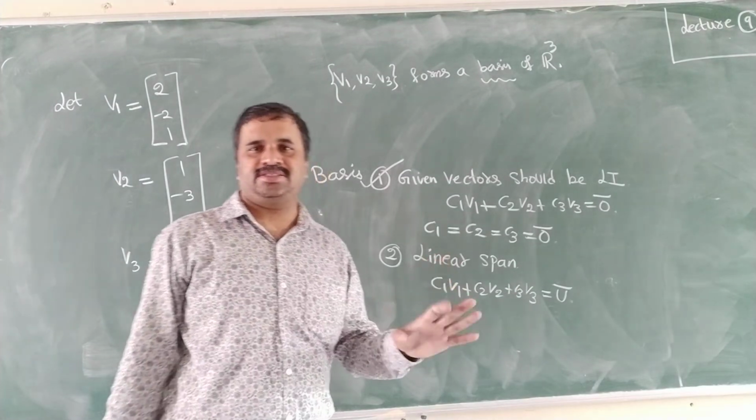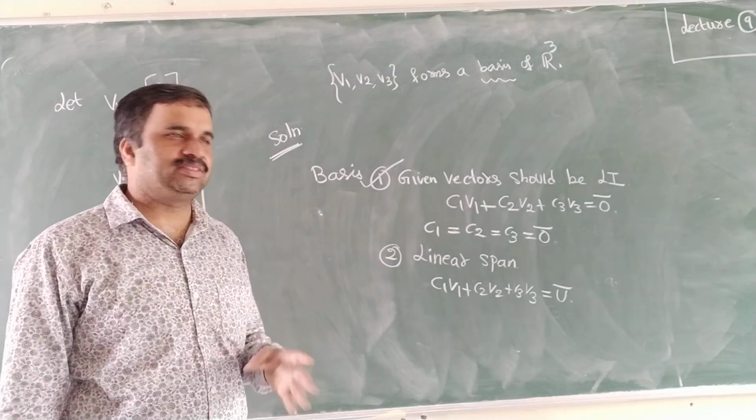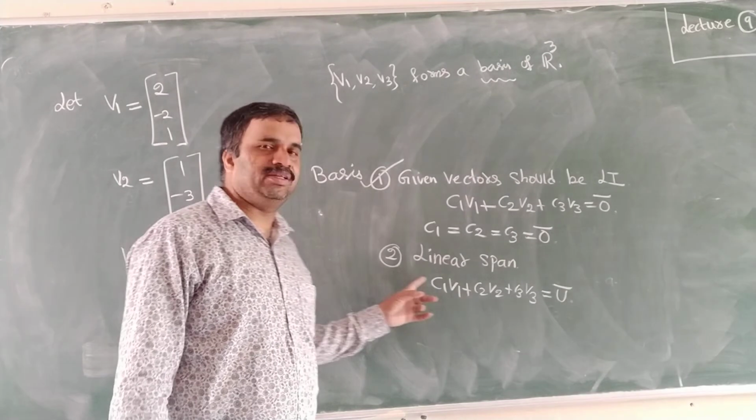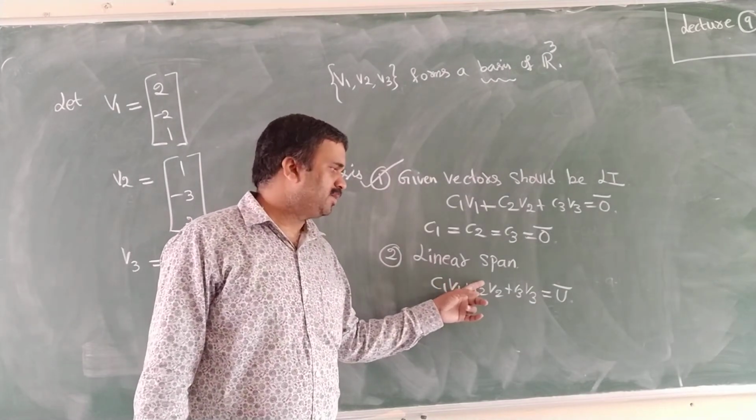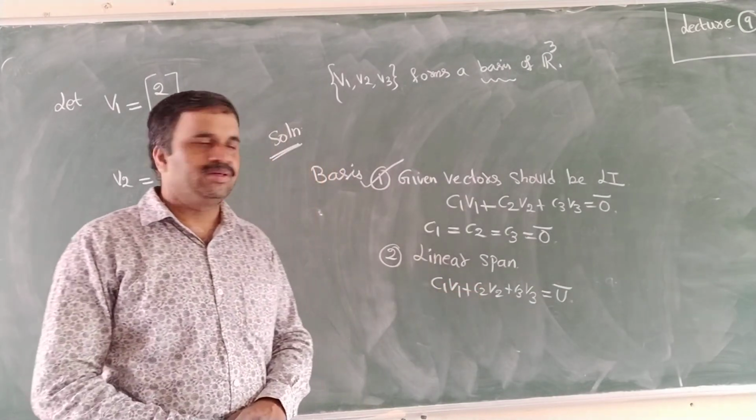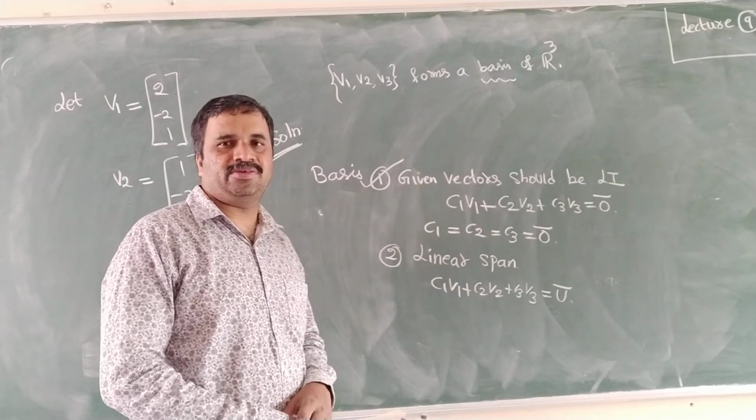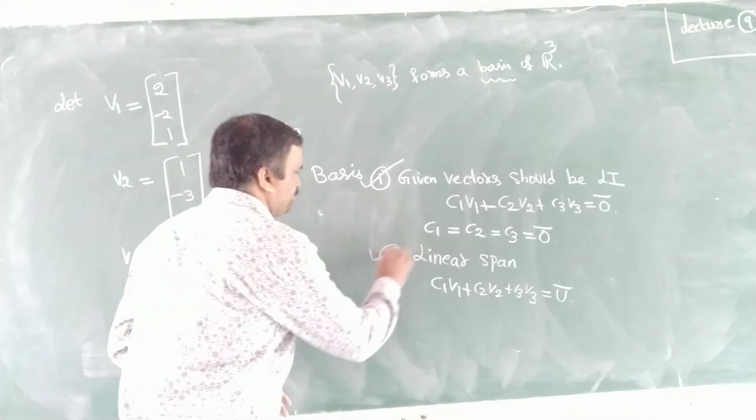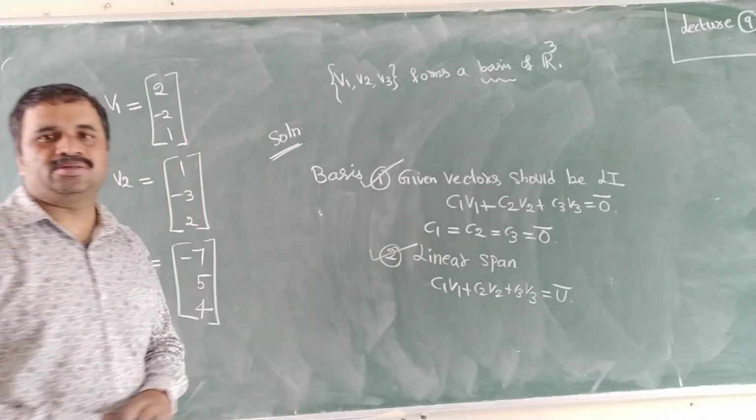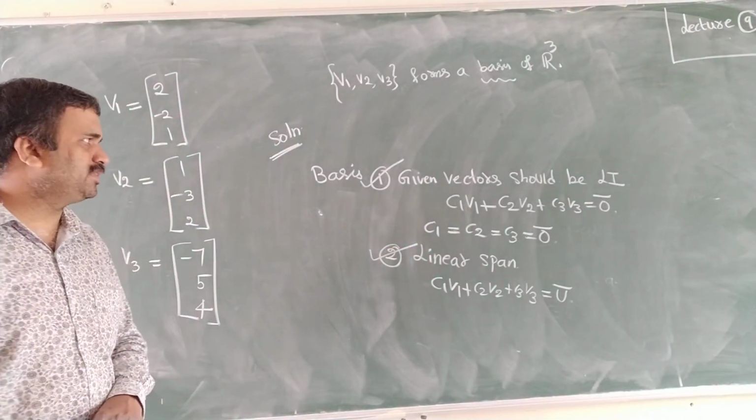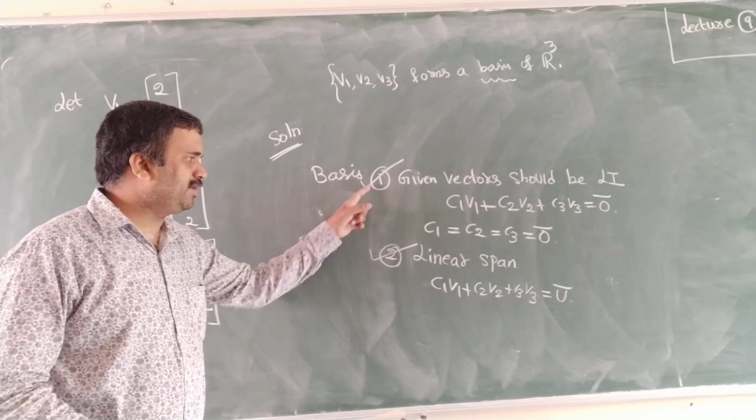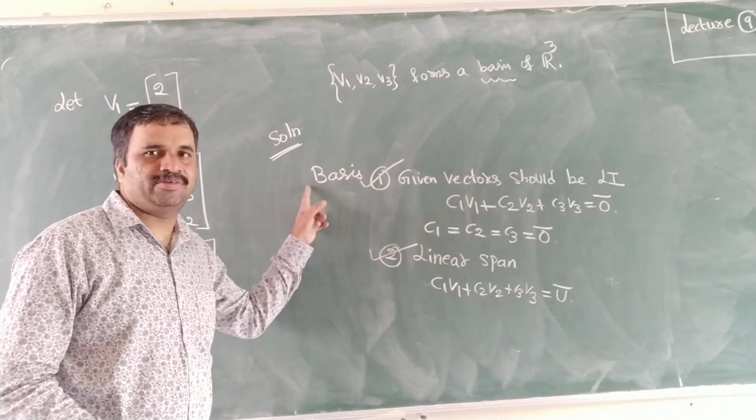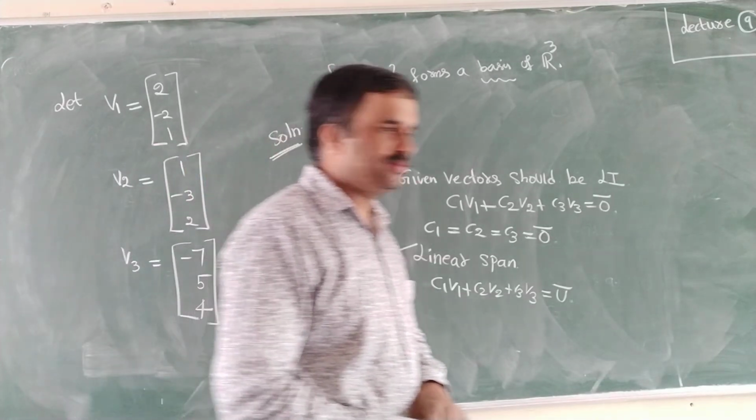If it is consistent, then you can say the linear span. Verify whether consistent or not. If it is consistent, you can say the linear span. If it is a linear span, then the two conditions are satisfied. Linear independence and linear span are satisfied, then we can say it is a basis.